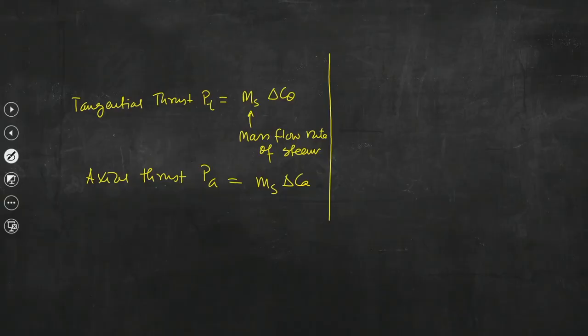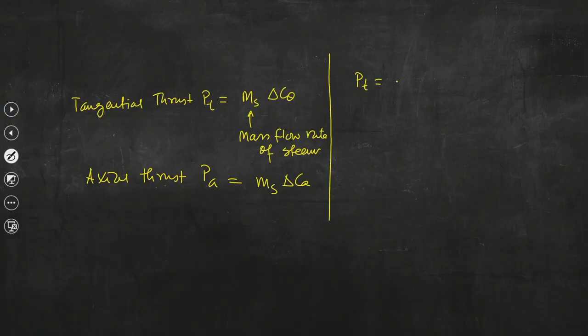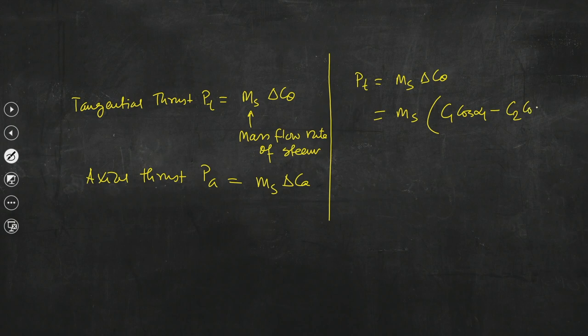Okay. So, now if we try to quantify what is P t, to estimate the work output from this particular energy transfer process, this P t is important and P a is also important, but this component is not giving any work or energy output, rather it is important because the axial thrust bearing should be designed accordingly, so that this axial thrust can be absorbed. Otherwise, this particular thrust will lead to several mechanical and operational issues. So, P t equal to m s into delta C theta, and this is m s into C 1 cos alpha 1 minus C 2 cos delta, right, that is what we have expressed.